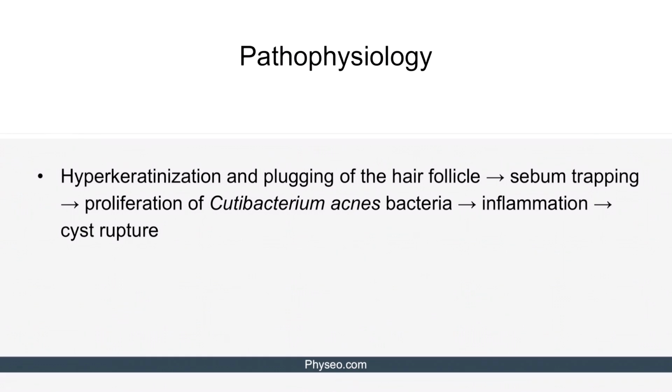This slide breaks down the diagram just shown. Put simply, acne vulgaris begins with hyperkeratinization and plugging of the hair follicle. This results in sebum trapping and subsequent proliferation of Cutibacterium acnes bacteria. This bacterial proliferation results in inflammation and possible cyst rupture, if not well treated.